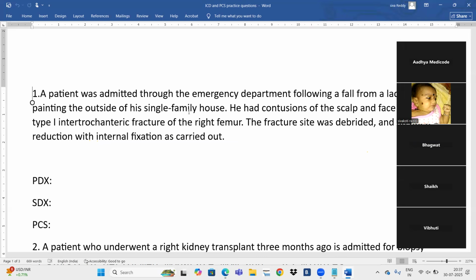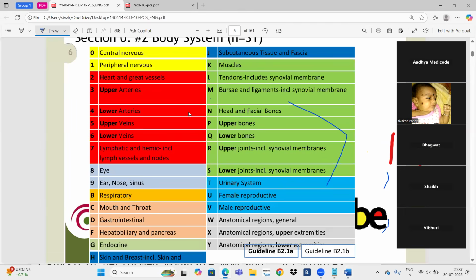Now I will ask some body parts. You need to find the body system. Knee: lower bone, lower extremity, or lower joint? Knee was joint, so lower joint.